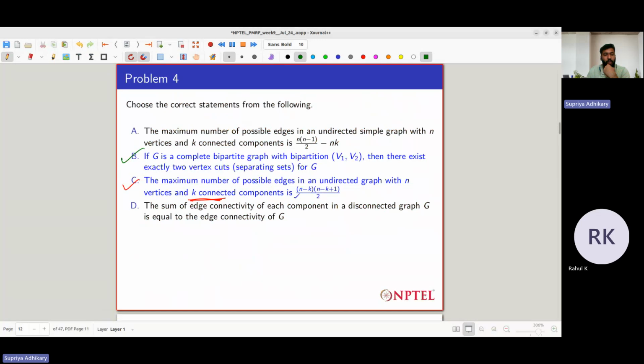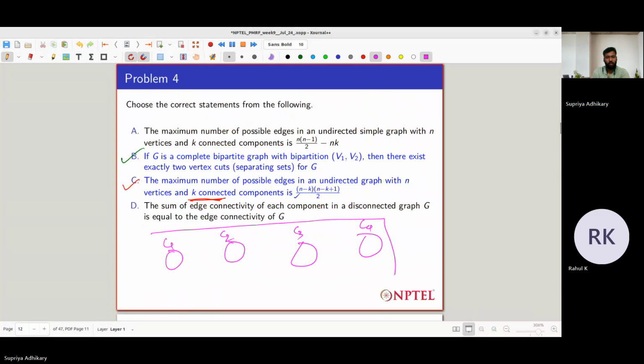Now, option D: the sum of the edge connectivity of each connected component of a disconnected graph G is equal to the edge connectivity of G. This is definitely not true, because if you consider connected components like this, and the graph G is nothing but the graph consisting of all these components, this is the graph G. So graph G is already disconnected, so the edge connectivity of the graph G is already 0.